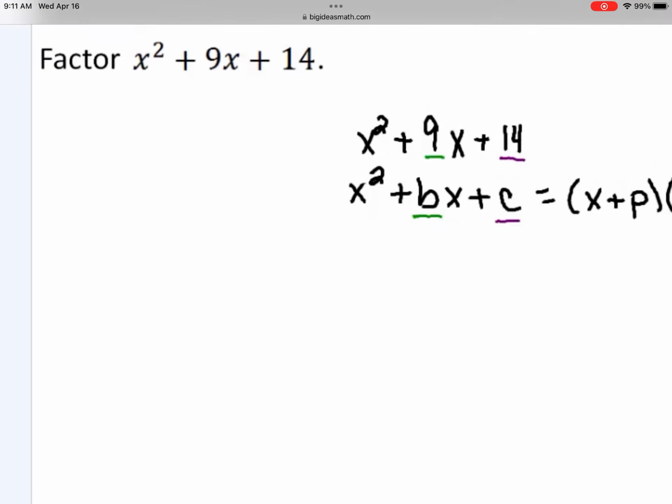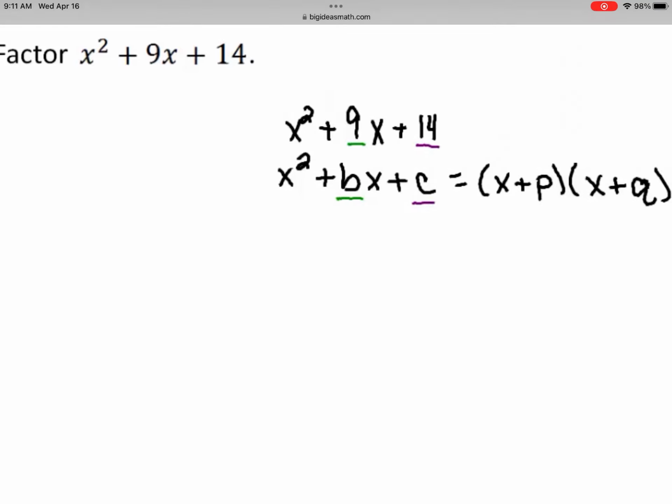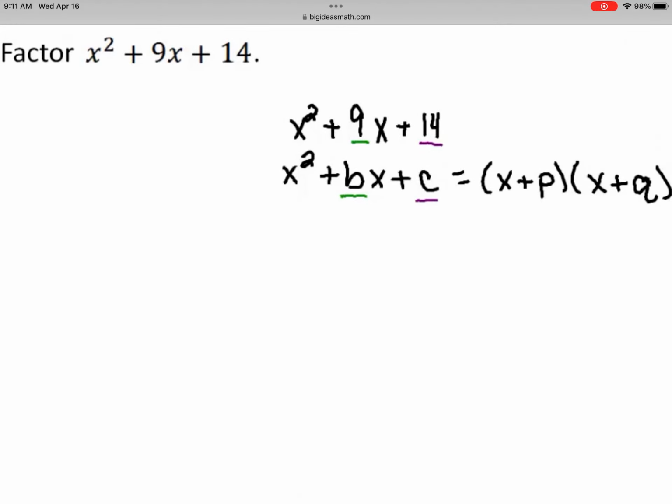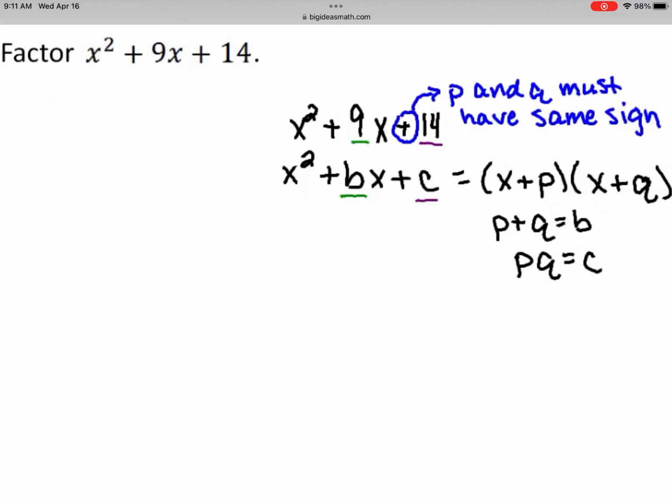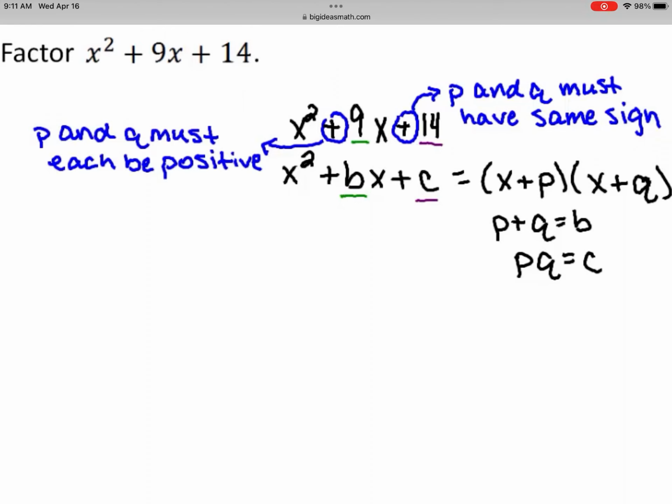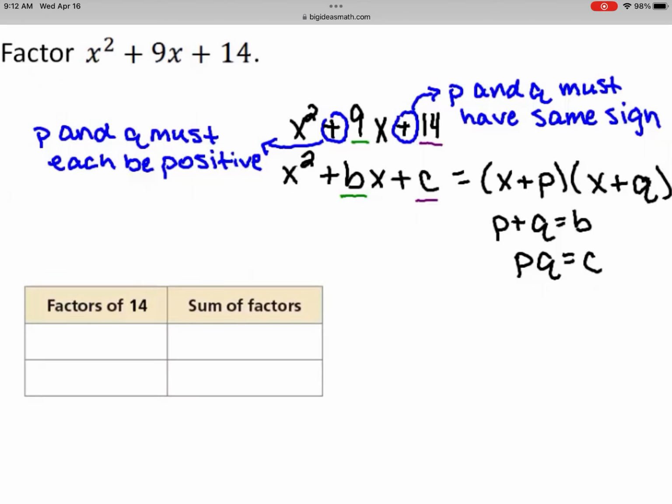the quantity x plus p times the quantity x plus q, where p plus q equals b and p times q equals c. Because c is positive, p and q must have the same sign, so that pq is positive. Because b is also positive, p and q must each be positive, so that p plus q is positive. So find two positive integer factors of 14 whose sum is 9.